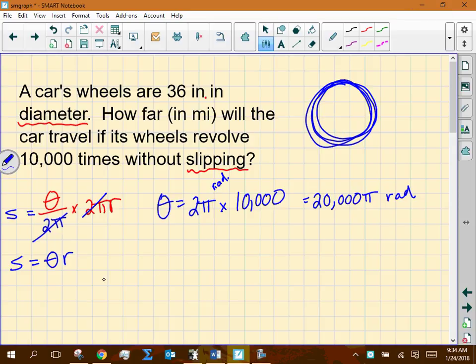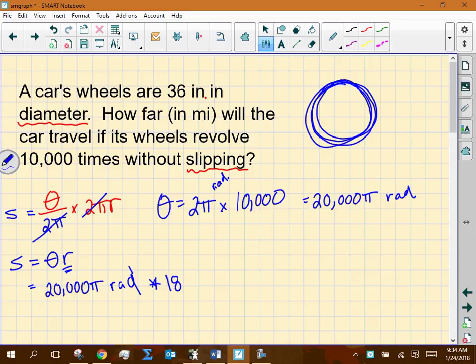So now, all we've got to do is plug this information in. We've got 20,000 pi radians. I like to put my units in there. Times then r, which, what is r in this case?